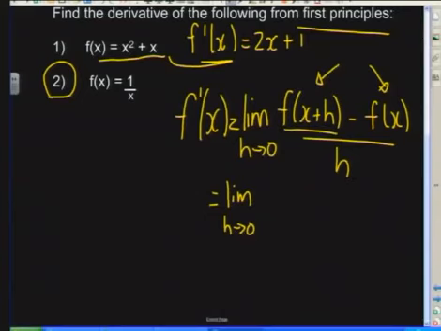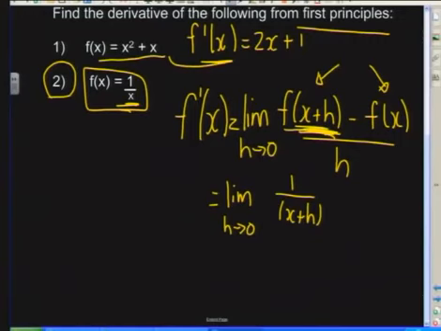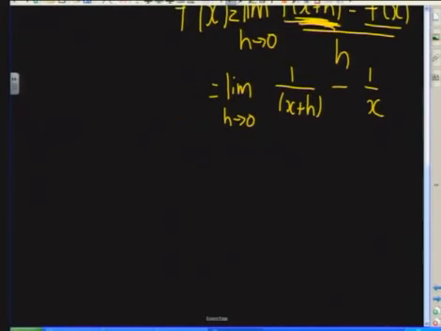Now for f of x plus h, it means wherever there's an x, and I'm doing question 2 here. So we find the derivative of 1 over x. So that means wherever there's an x, I need to put in x plus h. That's what f of x plus h means. So I'm going to get 1 over x plus h, because remember where there was an x, I'm putting in x plus h. All right, minus f of x. f of x is the original function, so the original function is 1 over x. And this is all over h.